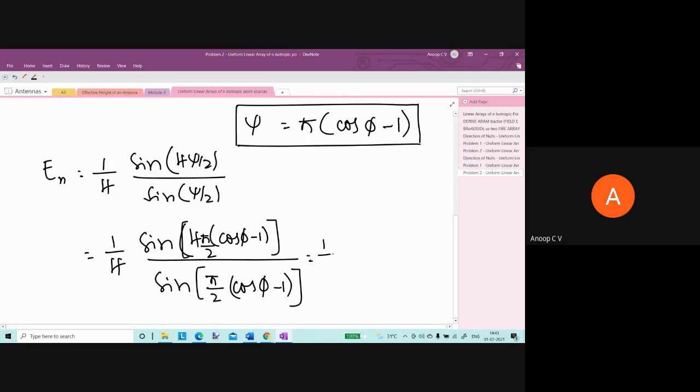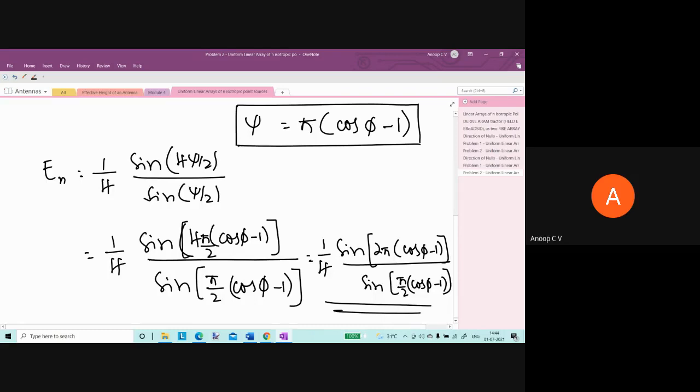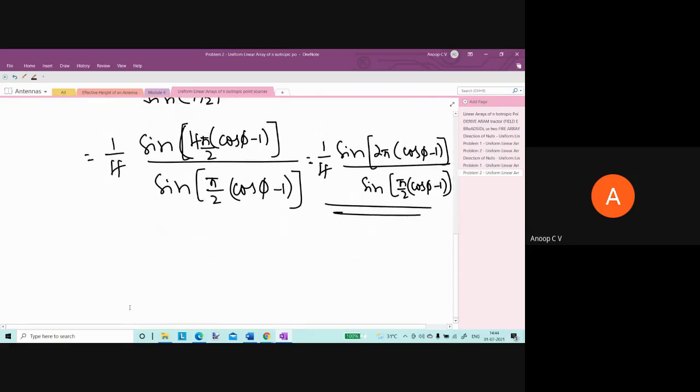So it is 1 by 4 sine of two pi times cos phi minus 1 divided by sine of pi by 2 times cos phi minus 1. This is an expression for En, normalized field pattern. You should write this. We should write the expression for normalized field pattern. You have to write that. We got it. Good.